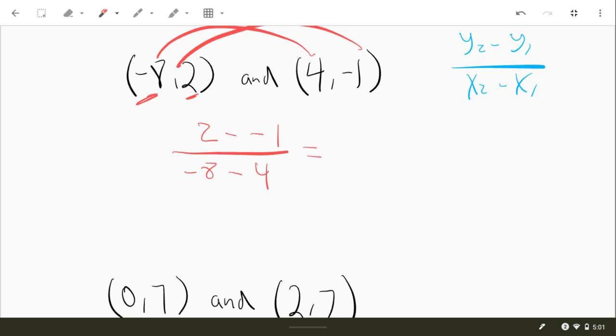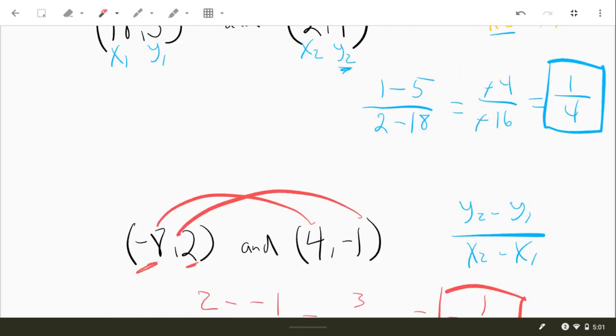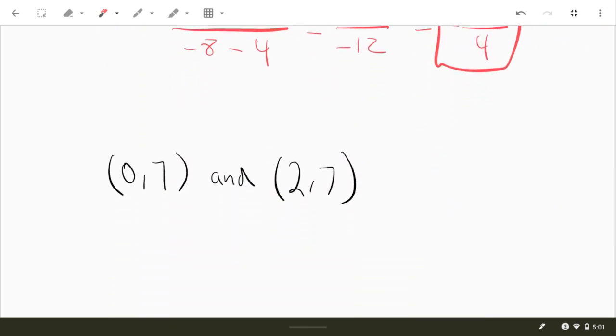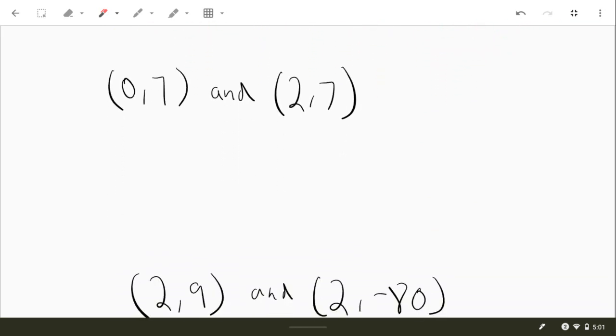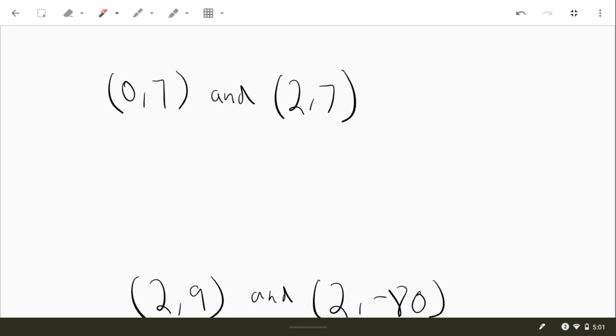2 minus negative 1, that's 2 plus 1, so 3. Negative 8 minus 4, that's negative 12. A positive and a negative will be negative. 3 over 12 will simplify down to negative 1/4. What's with all the 1/4, man? Okay, so hopefully you've got a sure footing on how to apply that formula.